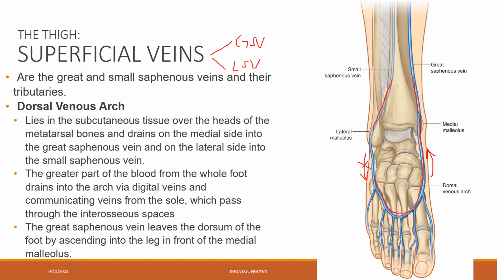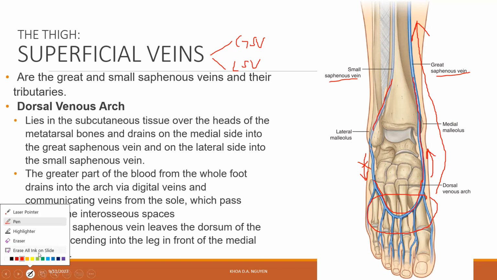Therefore, we need to describe the veins as if they are starting from somewhere distal and then run proximally towards the body and towards the heart, right? And therefore, we can describe the dorsal venous arch as the origin of both the great saphenous vein as well as the small saphenous vein.